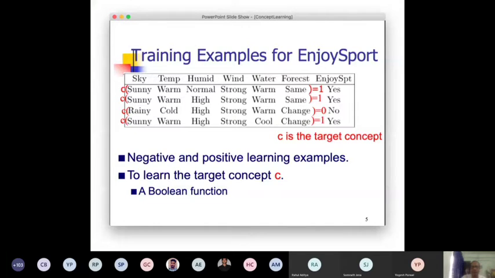I hope you understand. That means every literal is ANDed. You are using only AND operations while expressing a particular expression. Which means sky equals sunny and temp equals warm and humid equals normal and wind equals strong and water equals warm and forecast equals same. So this is one conjunctive normal form.